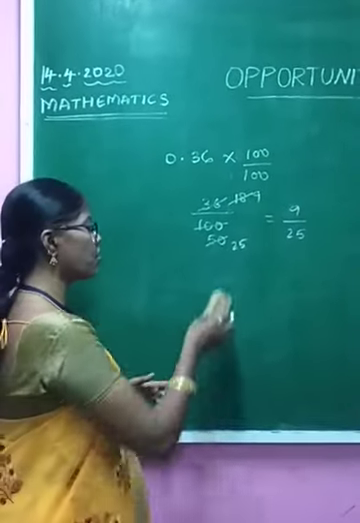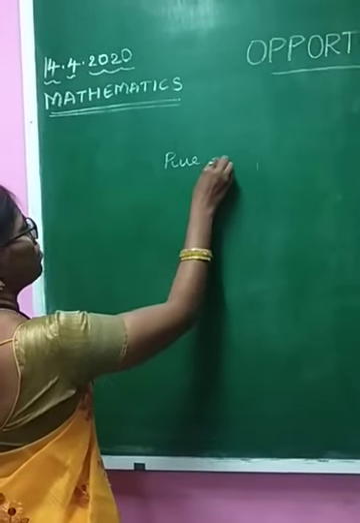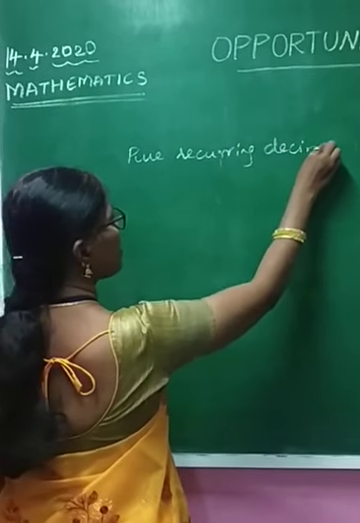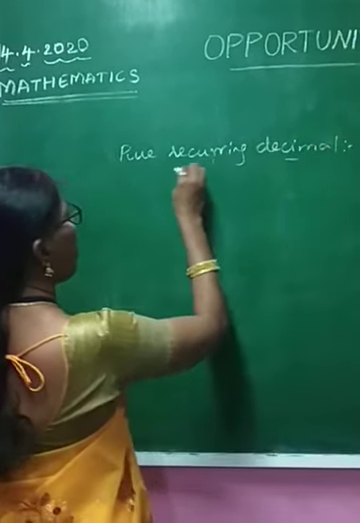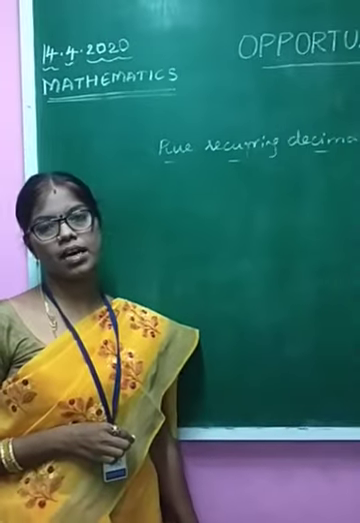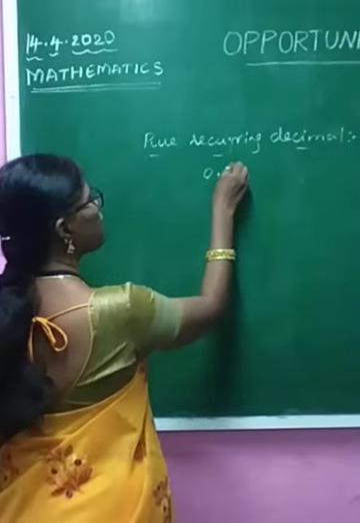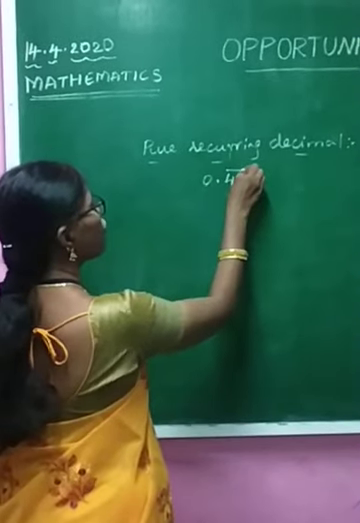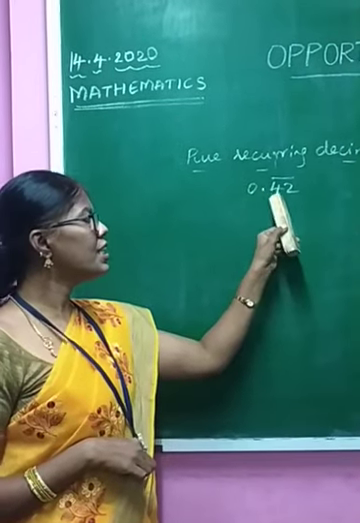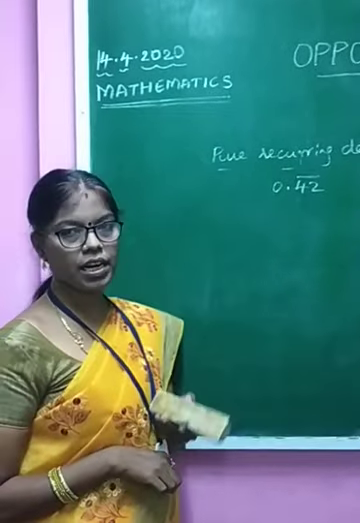Now we will come back to the pure recurring decimal. What is a pure recurring decimal? The digits after the decimal point do not have any non-recurring part. All the digits are in the recurring part. For example, 0.42 bar 42. Here after the decimal point the digits are completely in the recurring part. We call it a pure recurring decimal.